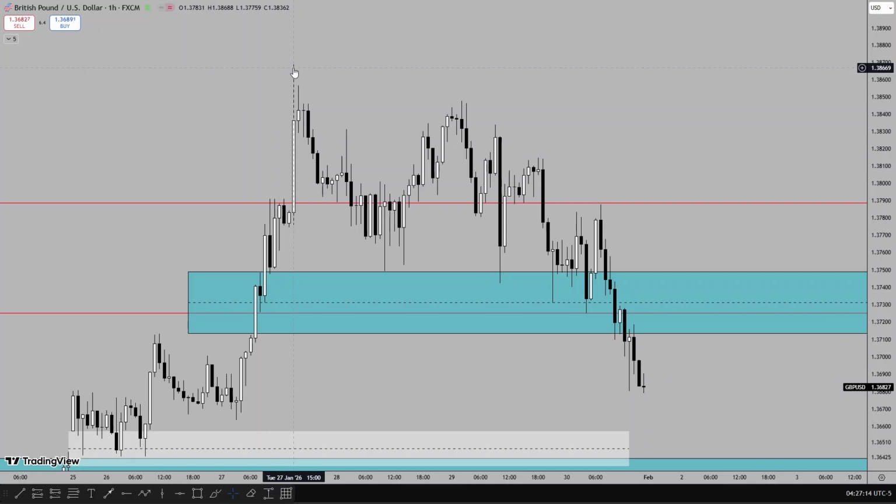Now, knowing that it's not correlated with the dollar, I wasn't going to be taking advantage of that setup trading higher. But to know that there's a possibility of price using it as a support to trade higher, I wasn't interested in taking any sell on GBP USD after the retracement to the daily fair value gap.